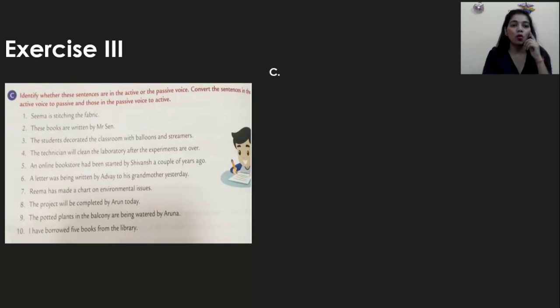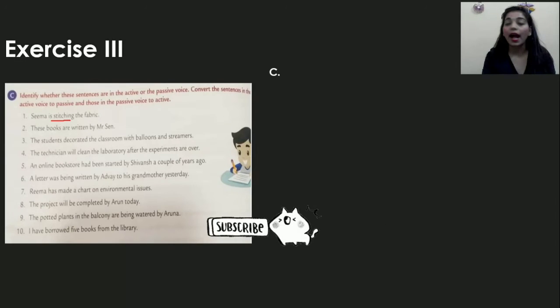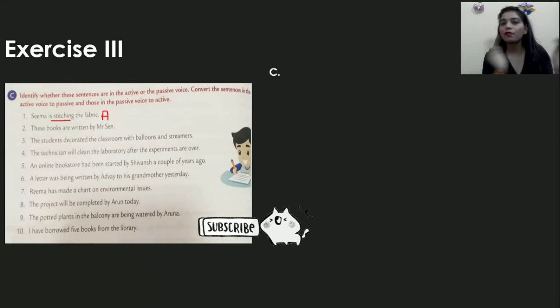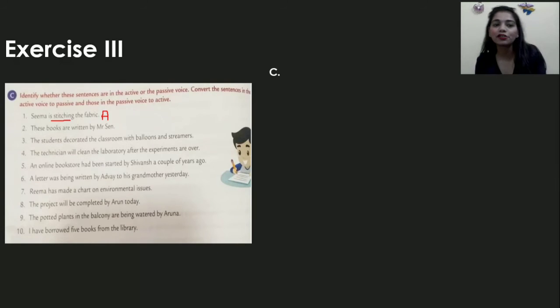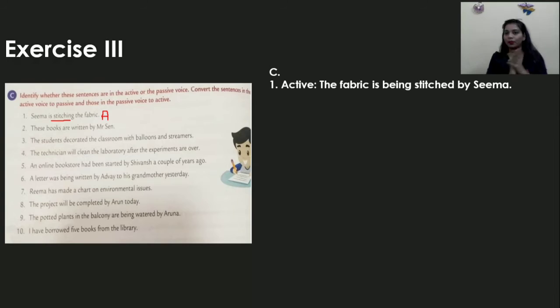Seema is stitching the fabric. Is stitching is the verb here and it's telling us that this is active voice. Okay, and we have to convert this into passive voice. So what will be the answer? We have to start the sentence with the object. The fabric is being stitched by Seema. Clear?